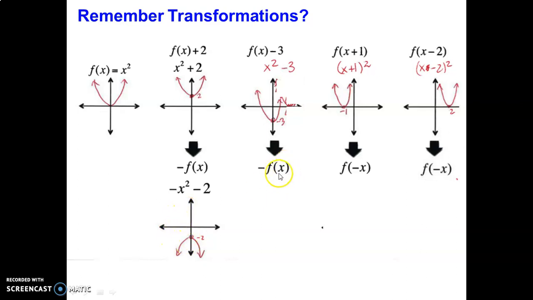Next one, imagine applying this rule to this one. What would happen? Again, reflection over the x-axis because we're making the entire function negative, so all y values are made negative. And there's our new function that all multiplied negative, and it would look like this.